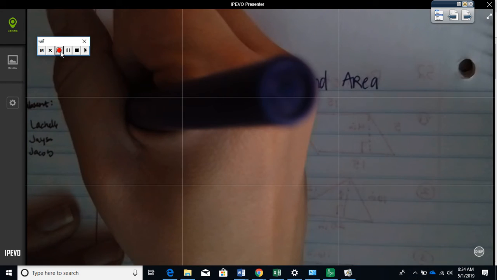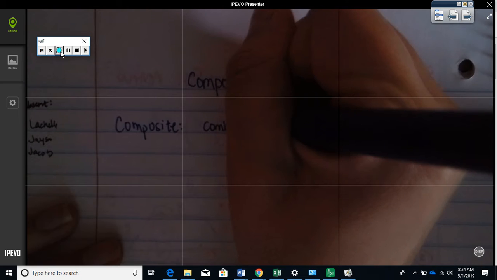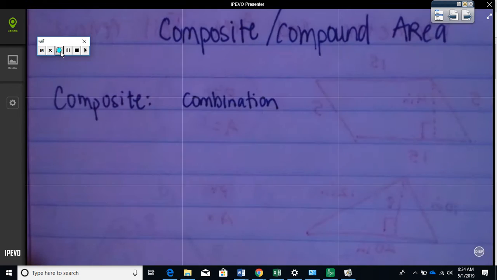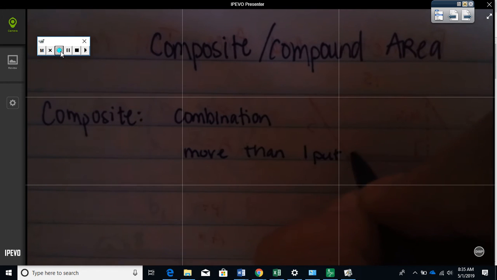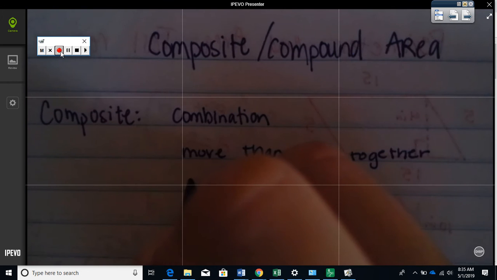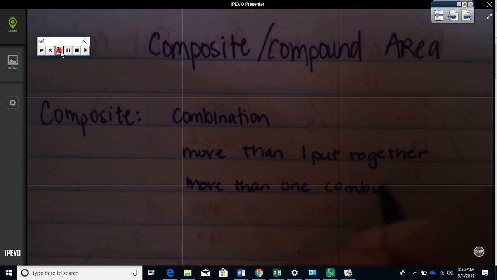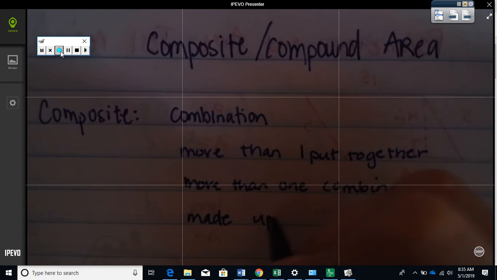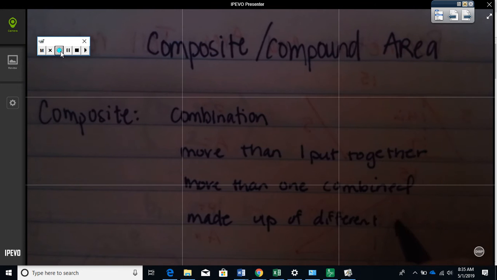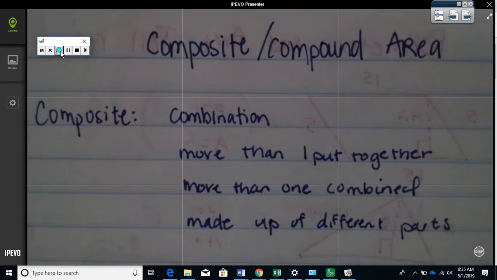Okay, so composite. Think about composite, compound, as a combination. More than one put together. Think about it as more than one combined. You can think of it as made up of different parts. So we're doing area. Compound, composite means the same thing. Area, so you'll be having different shapes that are compounded, that means put together.